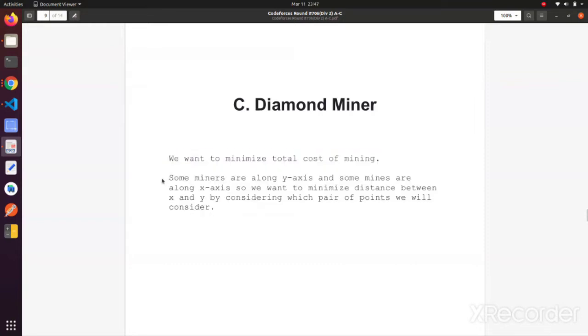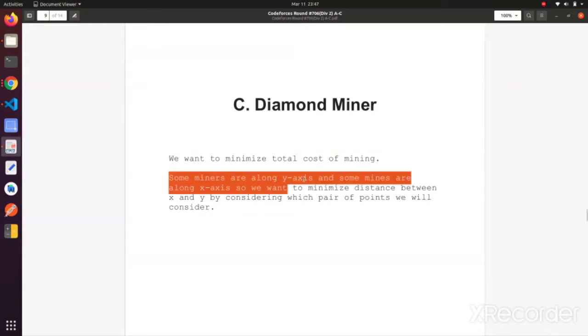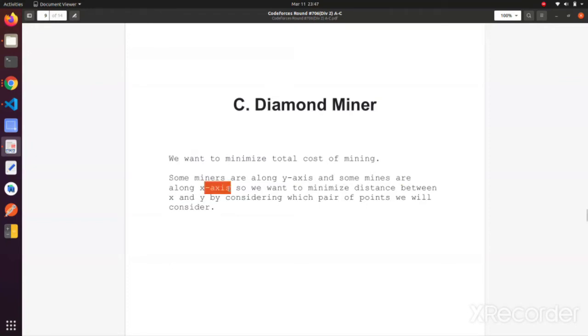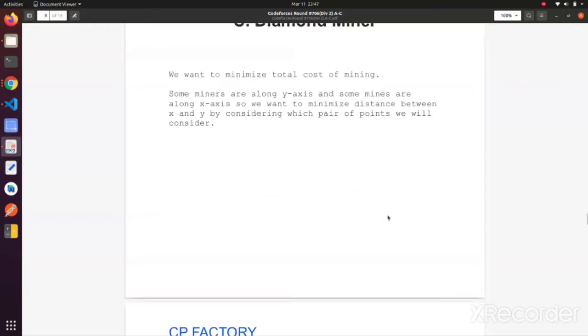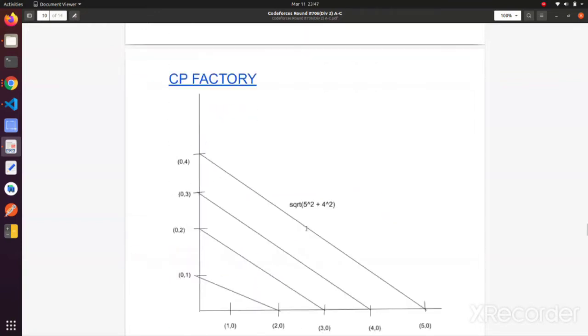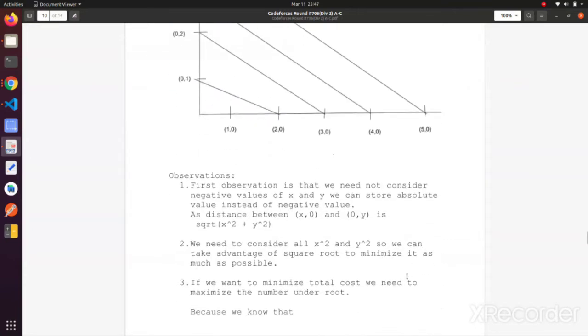So this is the problem: we want to minimize the total cost of mining, where miners are along the y-axis and mines are along the x-axis. So we want to minimize the distances by choosing which pairs of points to consider. We have to find how to pair up the points from the x-axis and the y-axis.